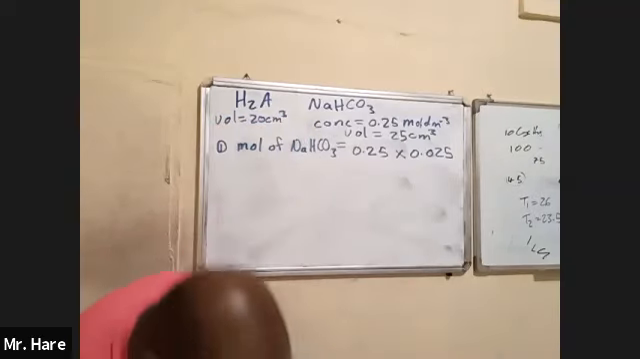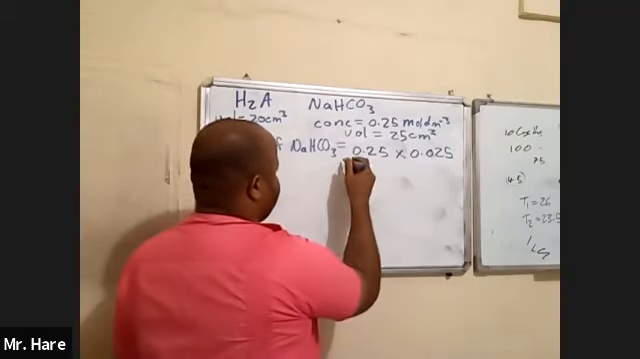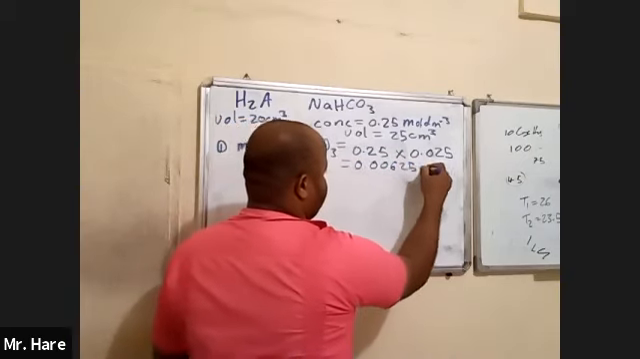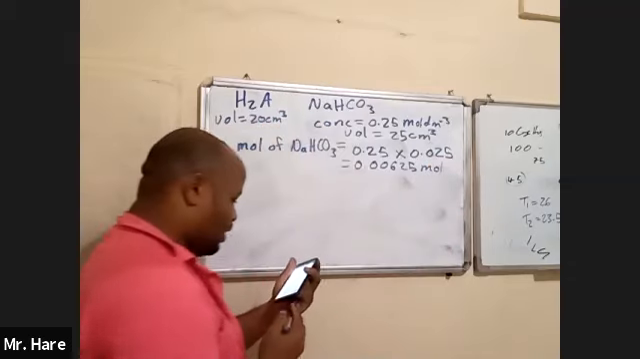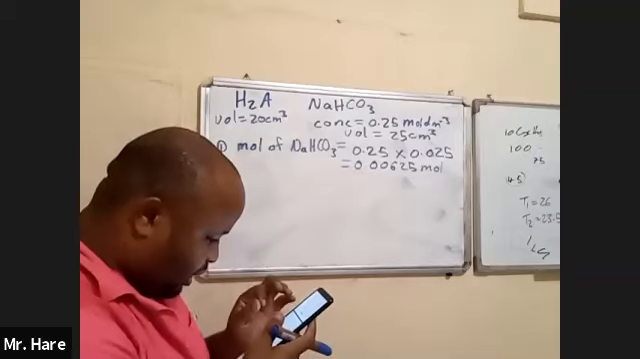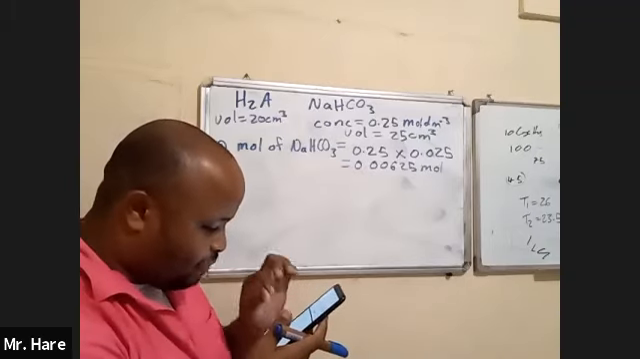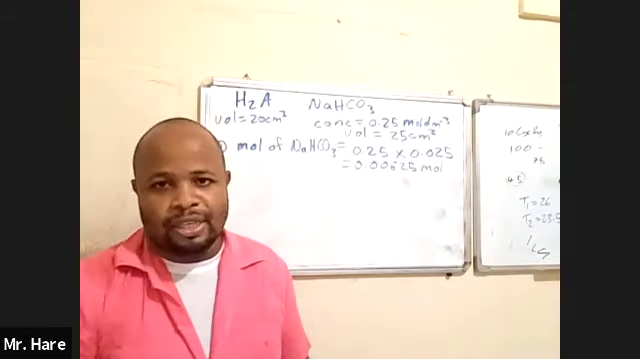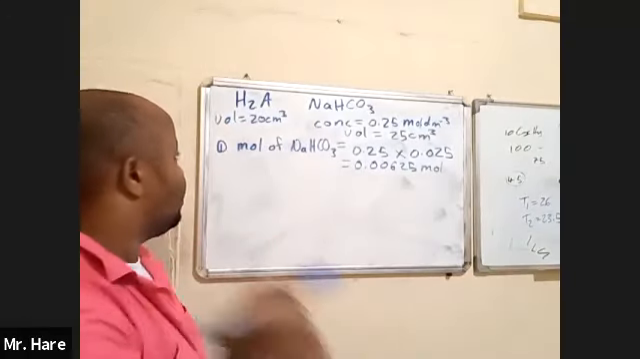0.00625 moles, all right. And then it says calculate the number of moles of acid reacted. How would we get the mole of acid? You would write your equation, sir. Is correct.